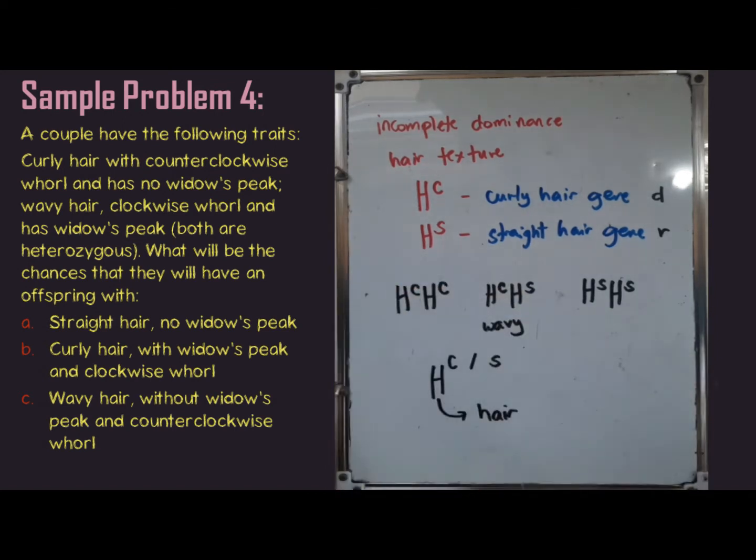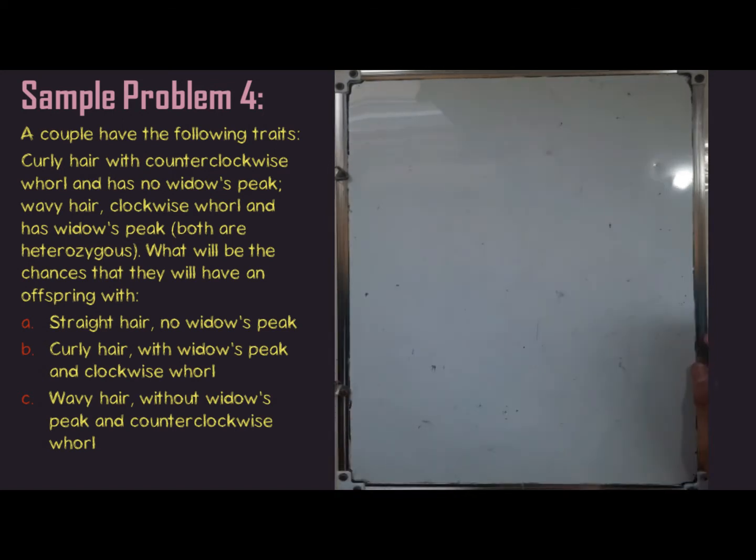According to problem number 4, a couple have the following traits. One has curly hair with counterclockwise whirl and no widow's peak. The other has wavy hair, clockwise whirl and has widow's peak. Both are heterozygous. What will be the chances that they will have an offspring with A, straight hair with no widow's peak; B, curly hair with widow's peak and clockwise whirl; and C, wavy hair without widow's peak and counterclockwise whirl?